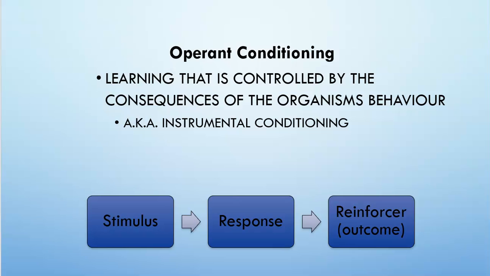Again, it is sometimes called instrumental conditioning, but in this class, I'm going to focus on just calling it operant conditioning. And so what operant conditioning has is that there's a stimulus, and then the organism will respond to the stimulus, and then there'll be some sort of feedback, or what we call a reinforcer. Now this reinforcer can be positive or negative, but it's some kind of outcome that happens after the response.